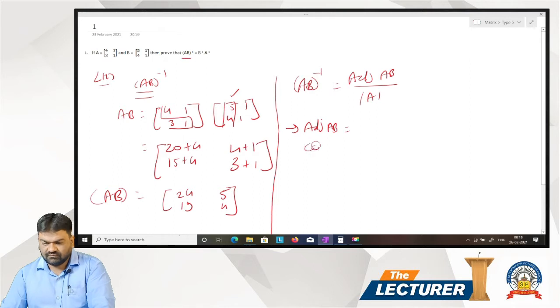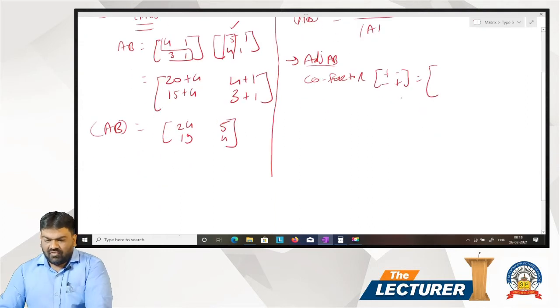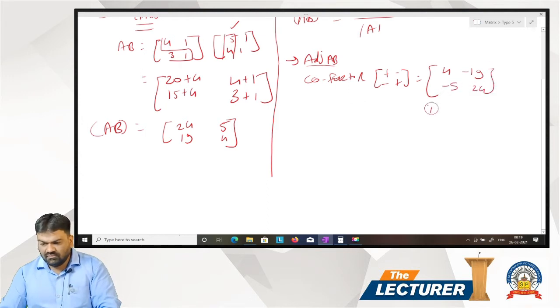Cofactor signs: plus minus minus plus. Now 24 ના કોફેક્ટર થશે 4, 5 ના કોફેક્ટર થશે -19, 19 ના કોફેક્ટર થશે -5, 4 ના કોફેક્ટર થશે 24. ટ્રાન્સપોઝ એટલે આપણે મળશે એડજોઇન્ટ ઓફ AB: 4 -5 -19 and 24.